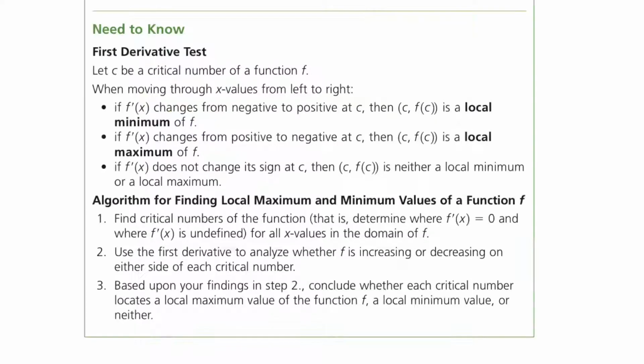First derivative test. If f prime of x changes from negative to positive at c, c and f of c is local minimum of f. If f prime of x changes from positive to negative at c, then c and f of c is local maximum of the graph. If f prime of x doesn't change the sign at c, then c and f of c is neither a local maximum or a local minimum.